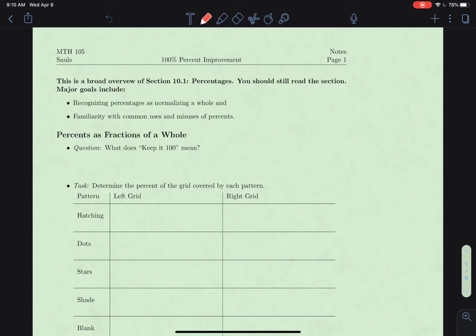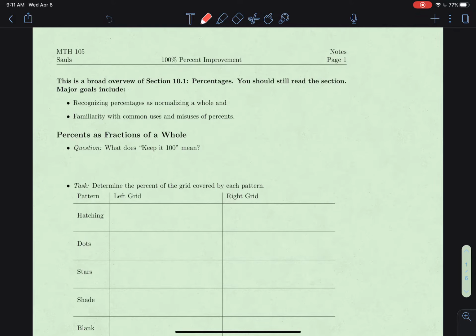These notes are going to cover what is in section 10.1 of your book. It'll just be an overview, so you should still read the section. But our major goals are going to be to recognize percents as normalizing a whole, so somehow representing the whole in a consistent numerical fashion. 100% is the whole.